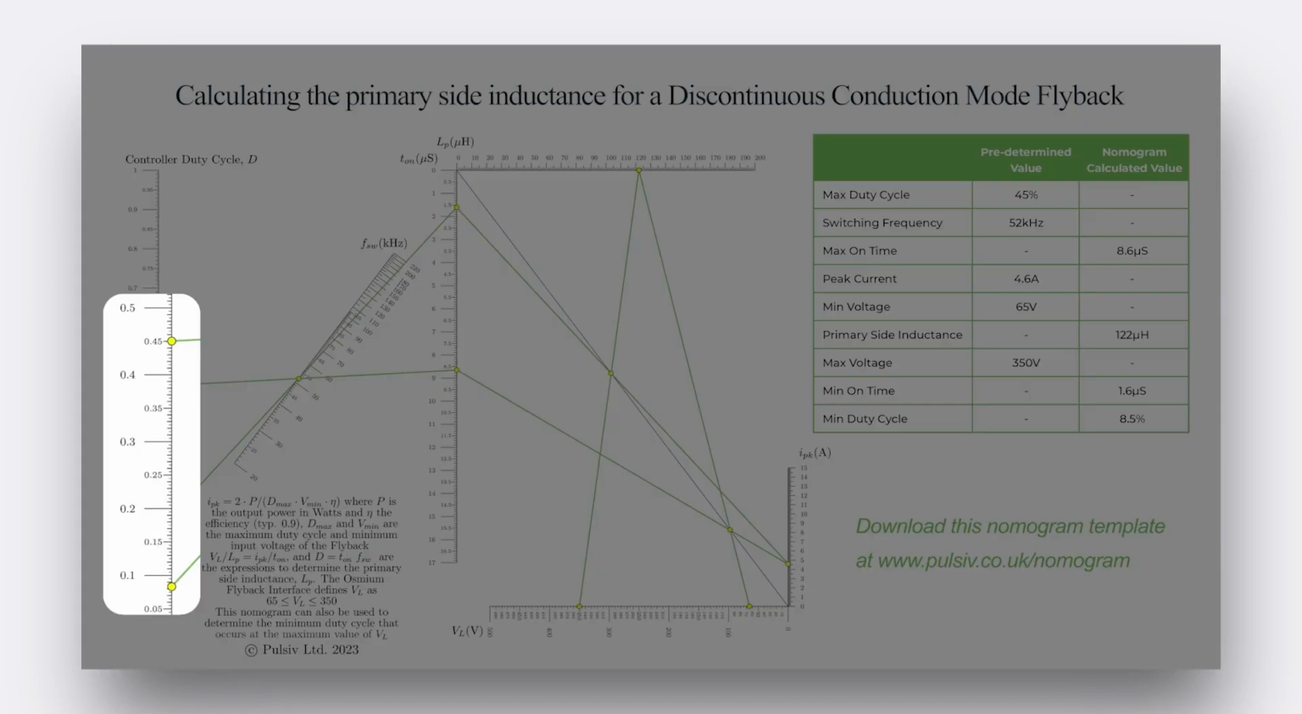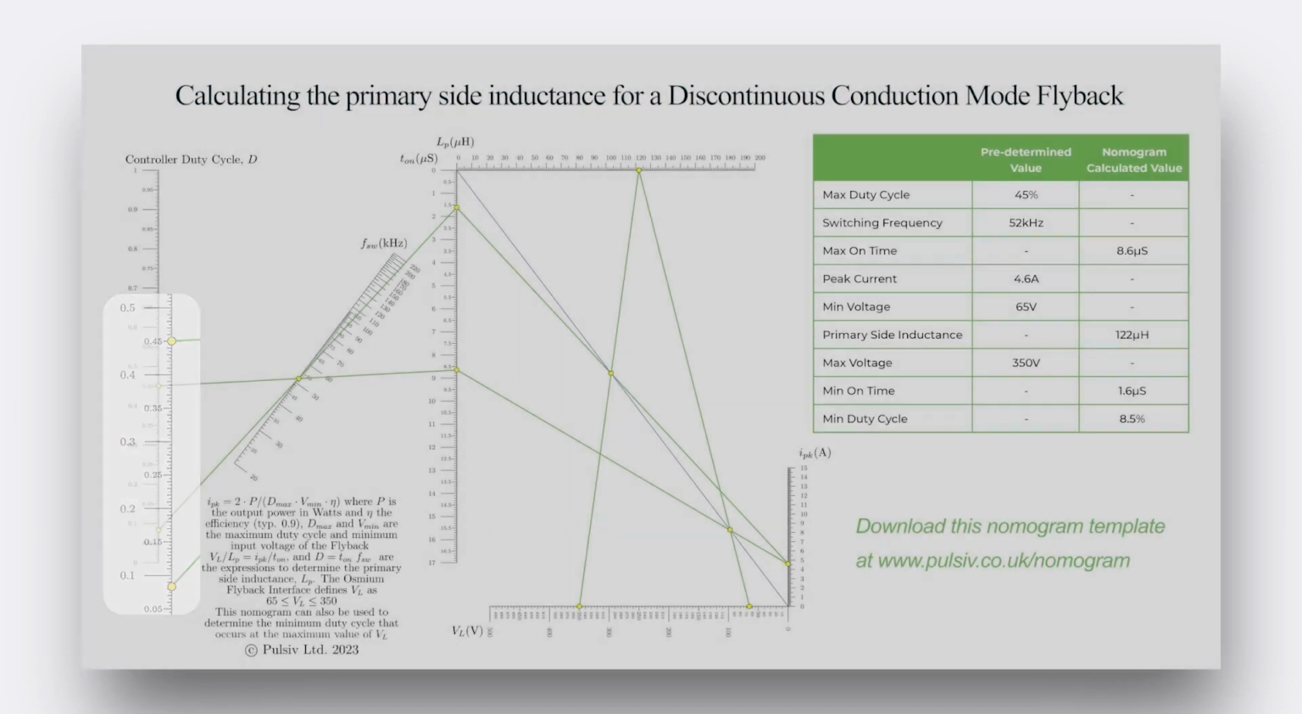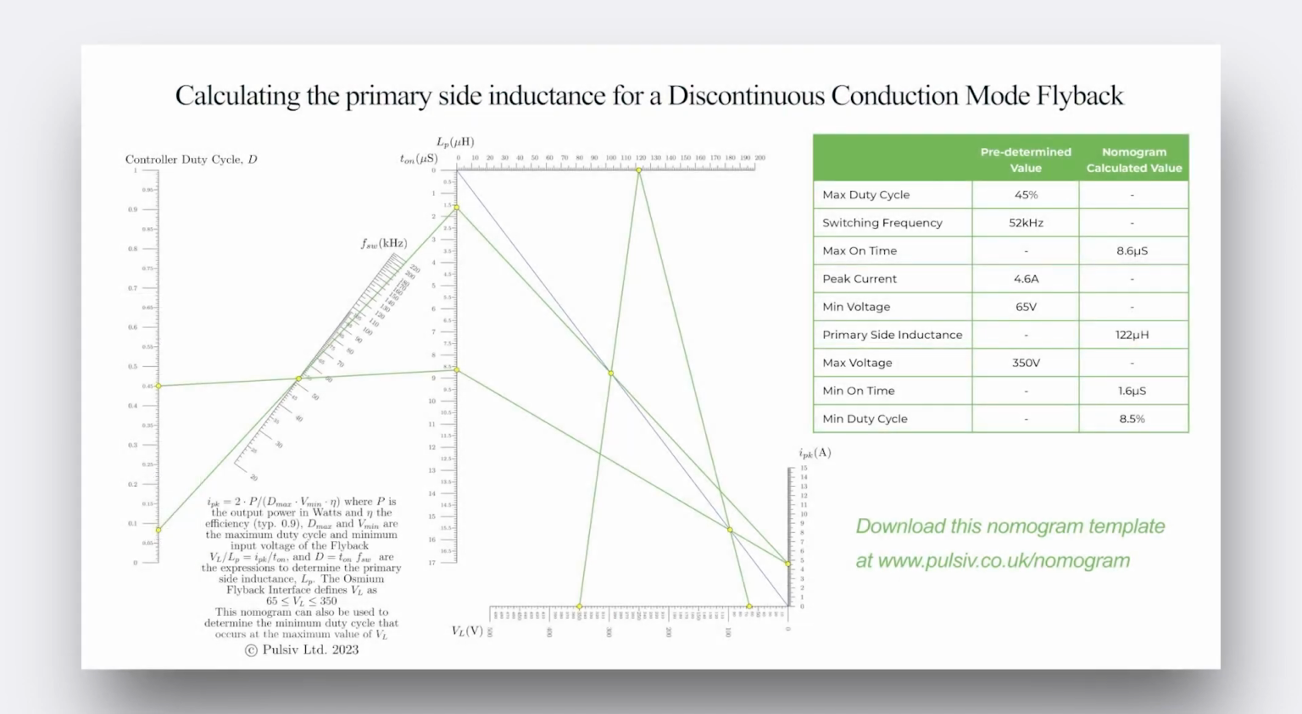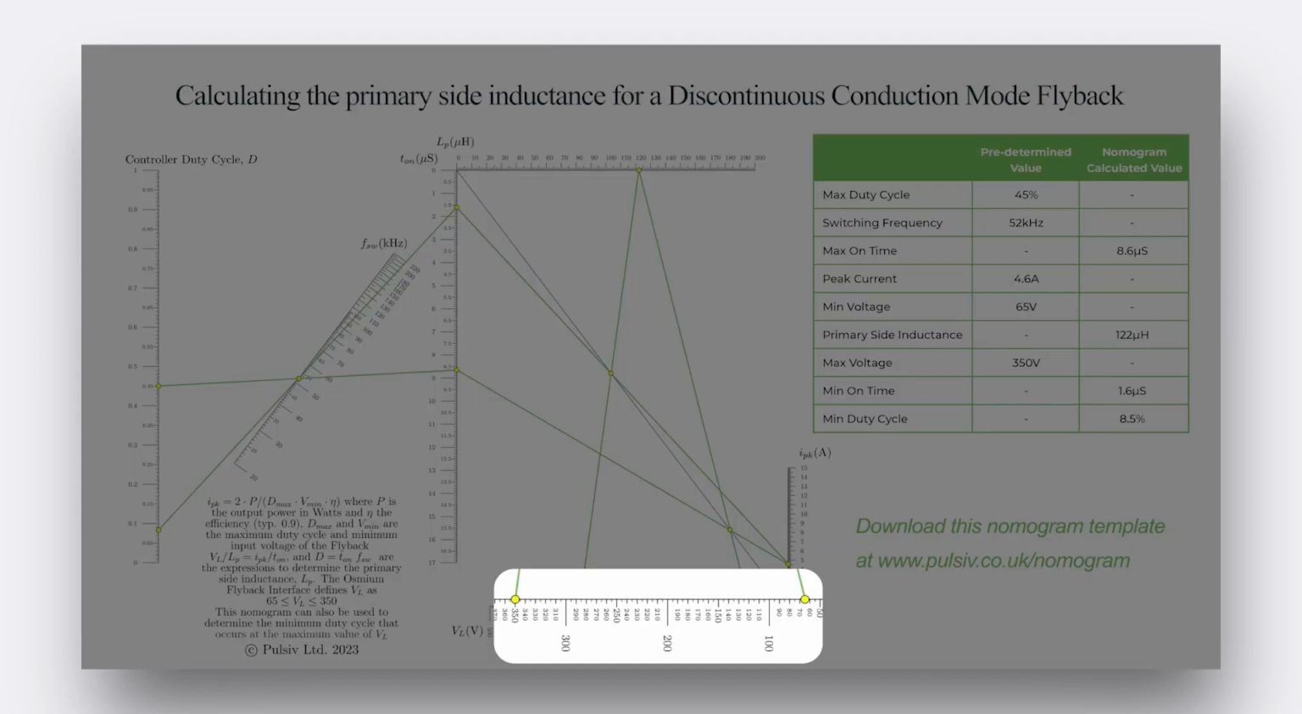It is essential to check that the flyback controller supports these duty cycles and switching frequencies. For flyback controllers that offer variable switching frequencies, this nomogram can still be used to ensure the voltage swing parameters map to suitable duty cycle and frequency values.